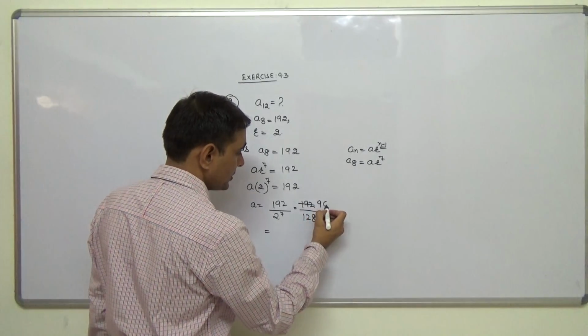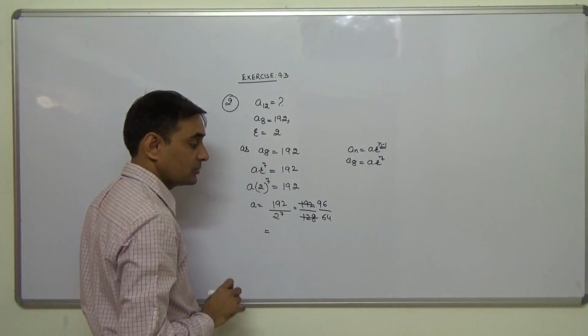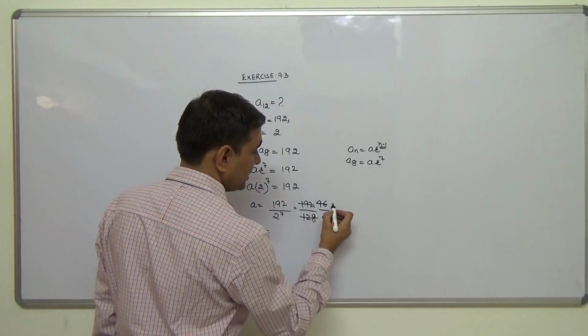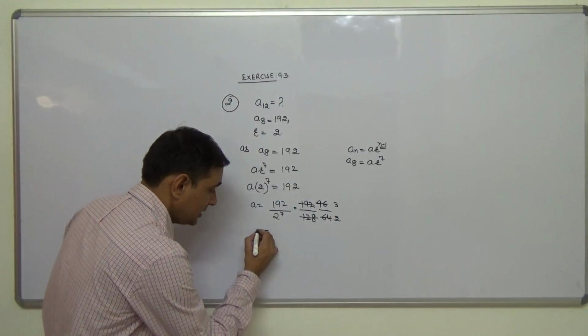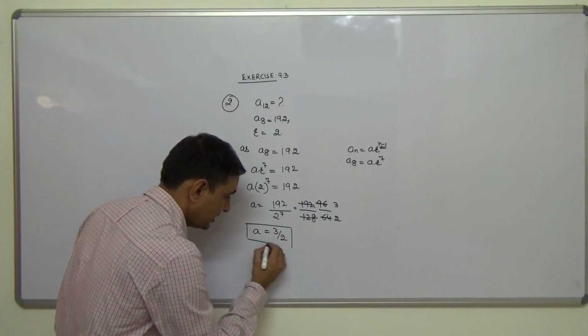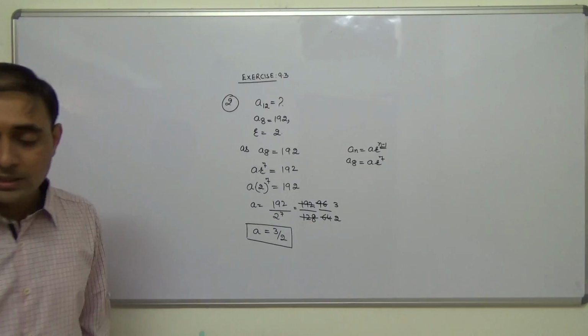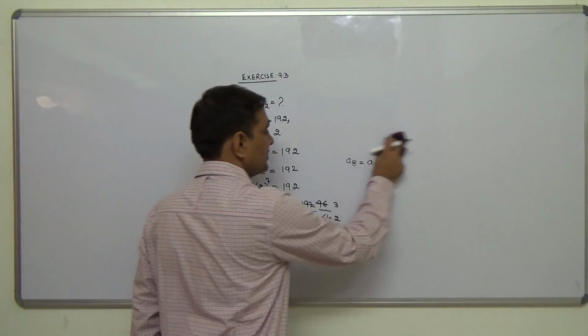2 9 जा, 2 6 जा, 2 6 जा, 2 4 जा. इनको हम 32 से कैंसिल कर सकते हैं. 32 3 जा और 32 2 जा. सो A इज इक्वल टू 3/2. A हमारे पास नहीं था, A हमने फाइंड किया है, राइट. Now we will find R, common ratio of the GP.